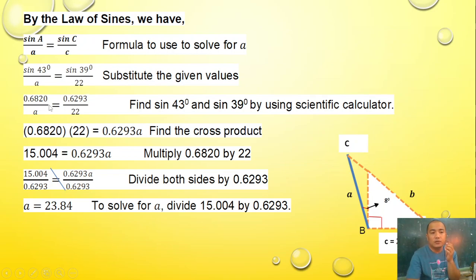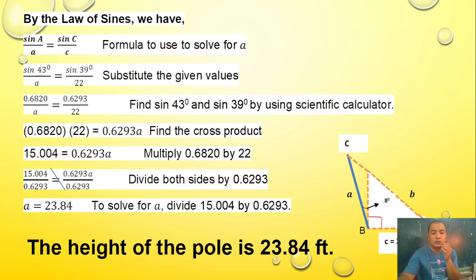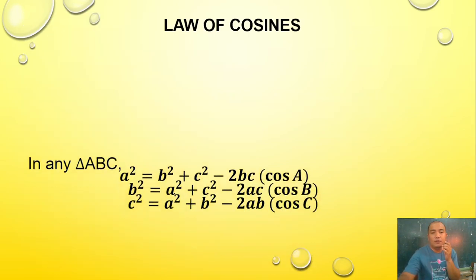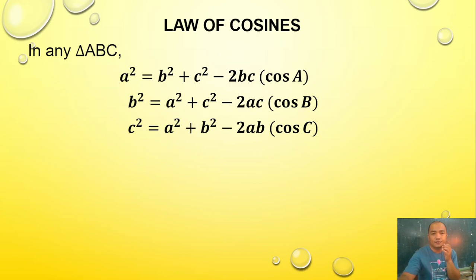Then 22 times sine 43 divided by sine 39 is 23.84 using your scientific calculator. And that will be the length, or the height, of the pole: 23.84 feet. Okay, let us also solve problems using law of cosines.